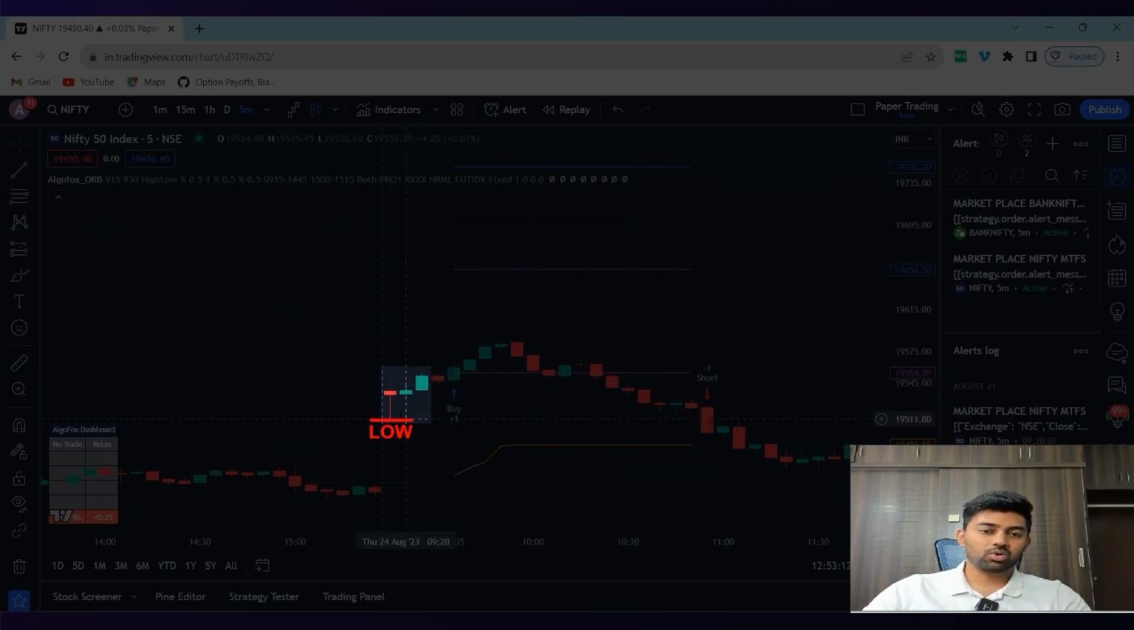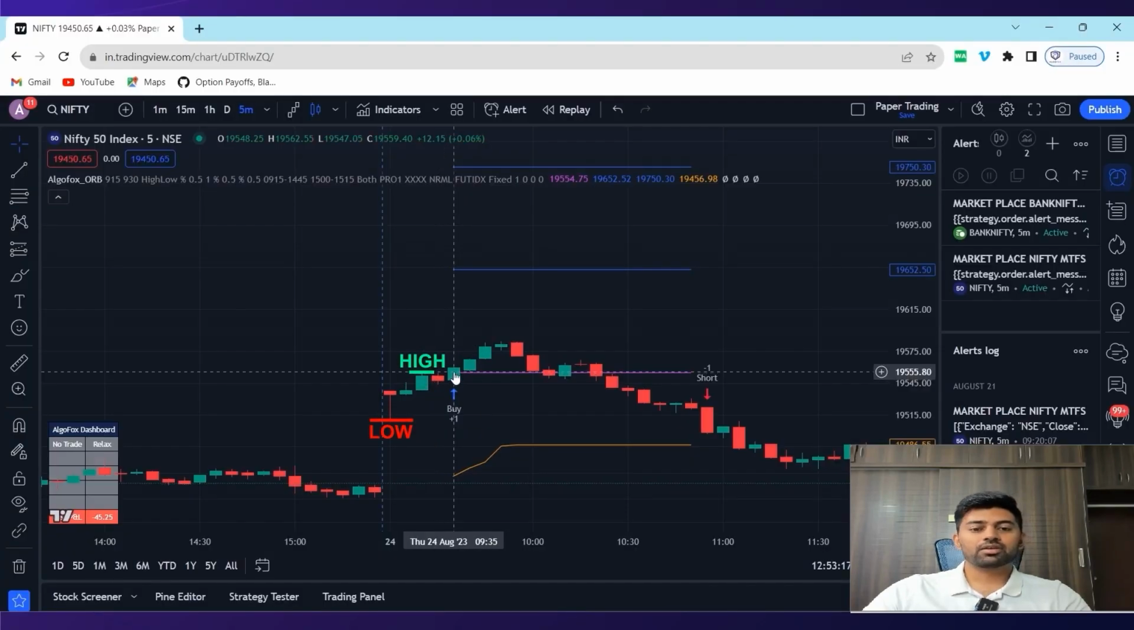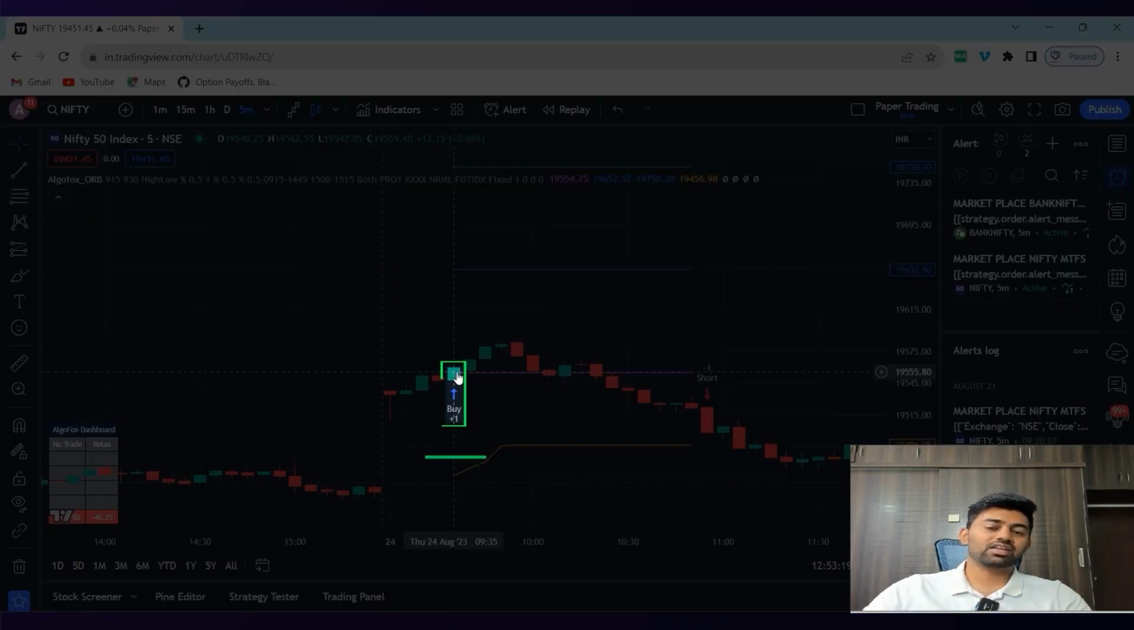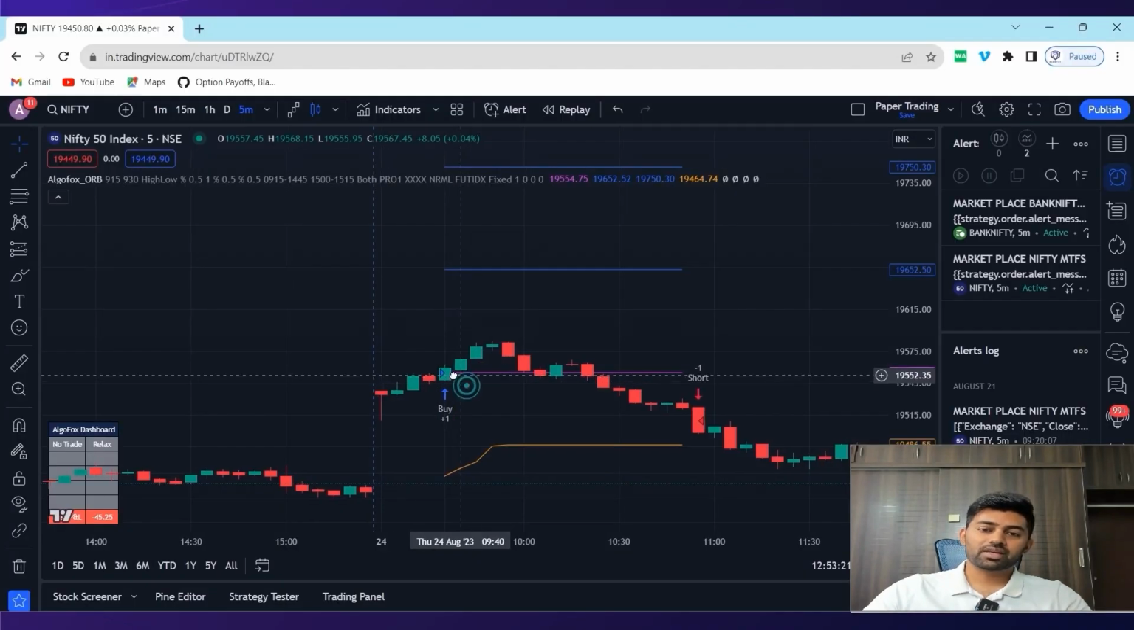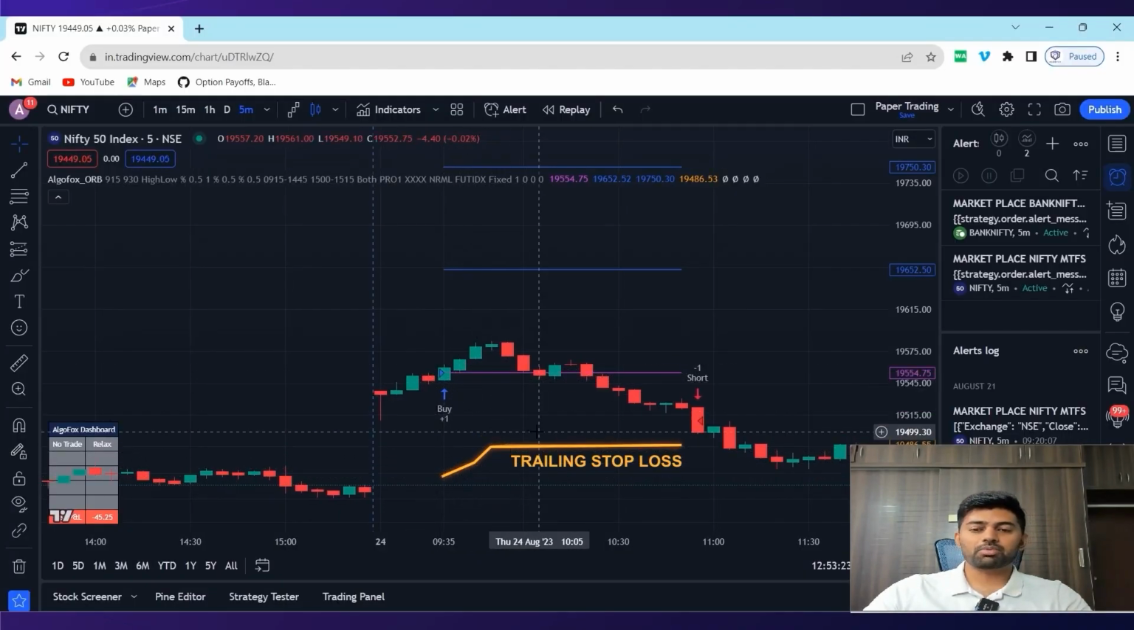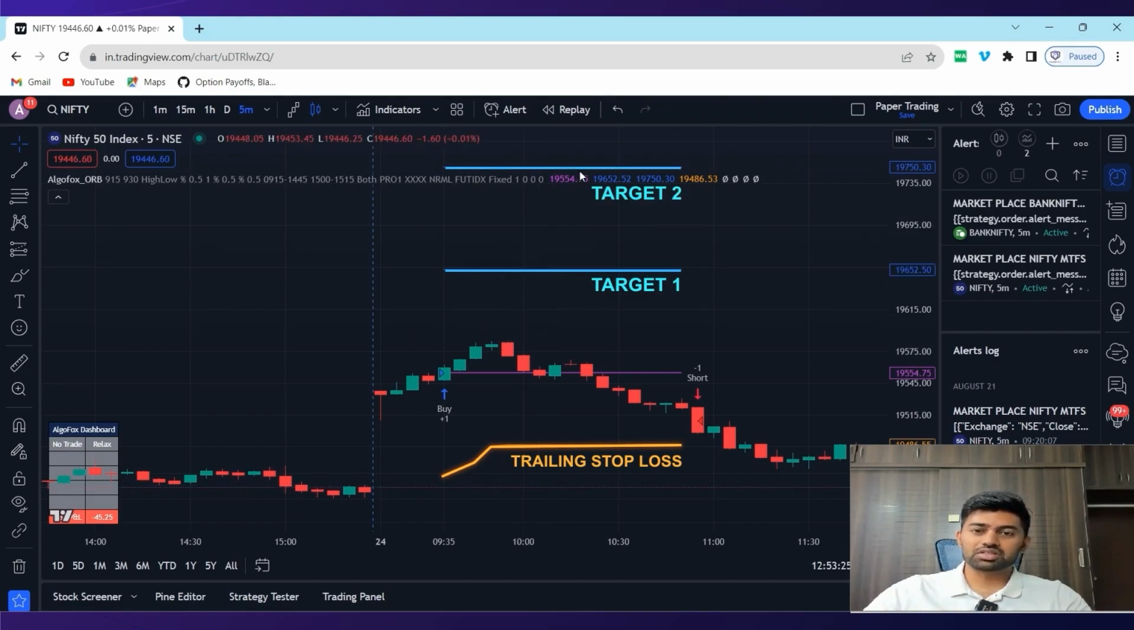So we have marked the low and the high of this range. The next candle does not break the high. The next candle, which is at 9:35, breaks the high, so we immediately get a buy. And there is a trailing stop loss, which we are going to talk about. There are target 1 and target 2 marked by blue lines.